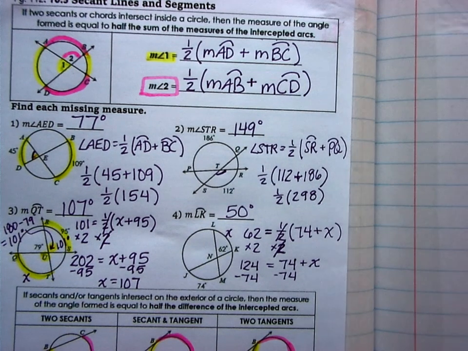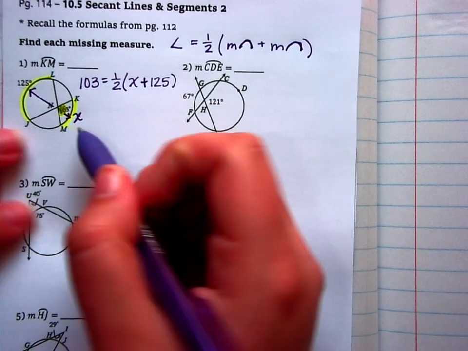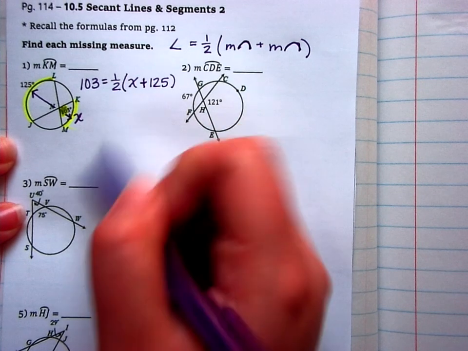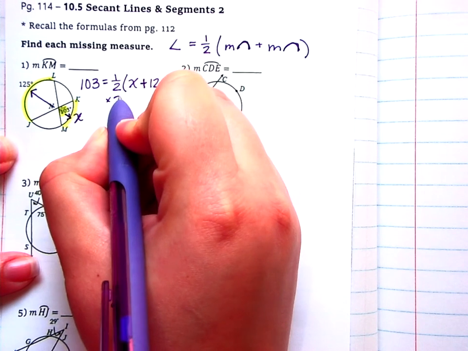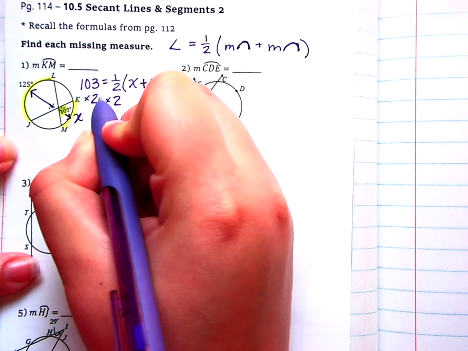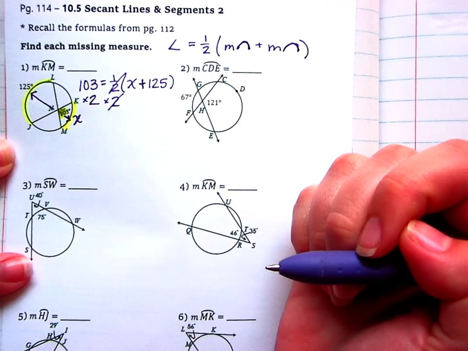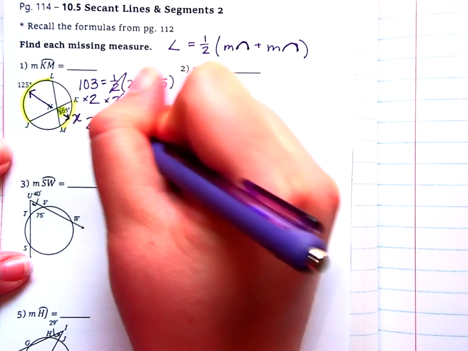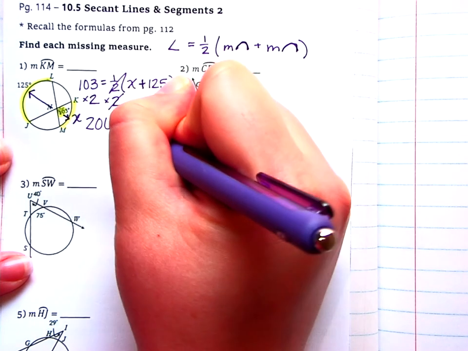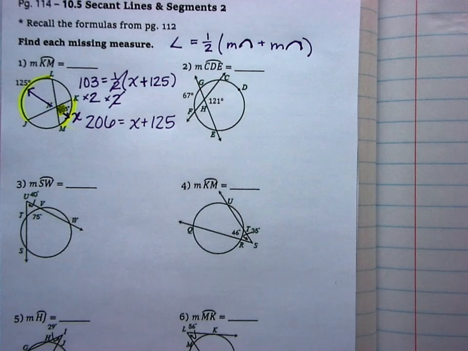Okay, with that being said, number 1, our angle opens up to the arcs. We're solving for one of the arcs, so we put x for it. Now we just need to solve this for x. To get rid of this 1/2, we're going to multiply by the whole number 2 to cancel out the fraction. So we got 206 equals x plus 125. Now the fraction is gone.